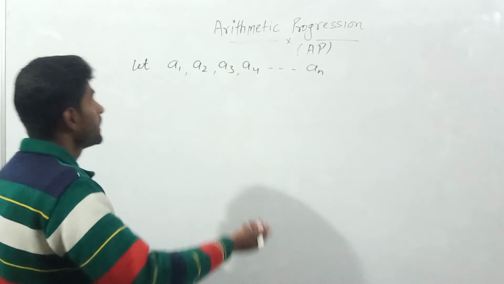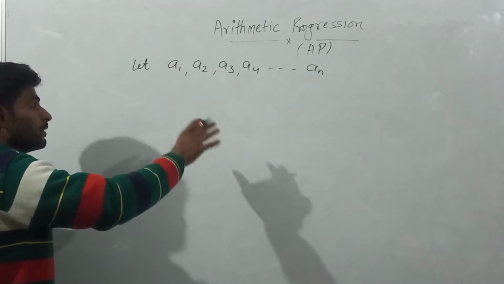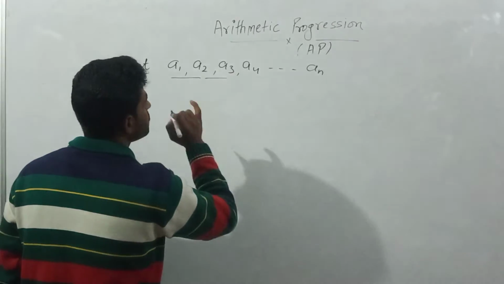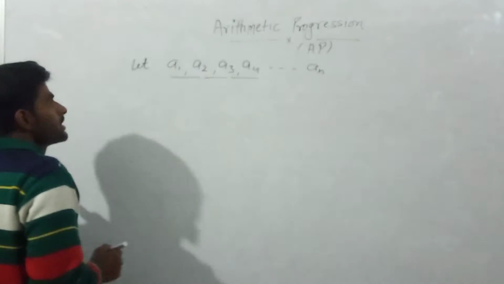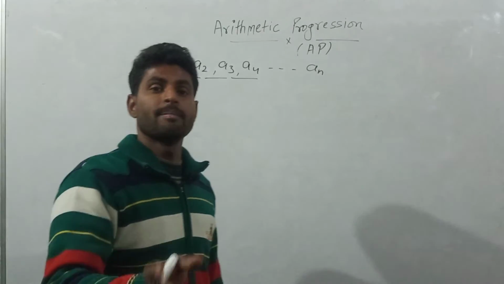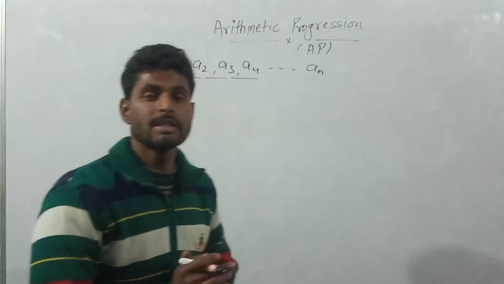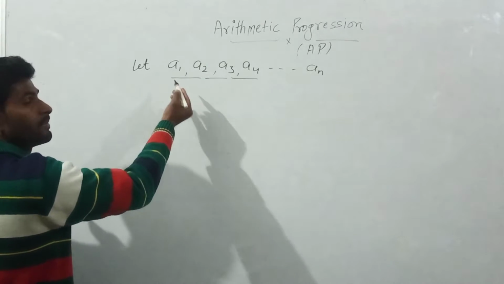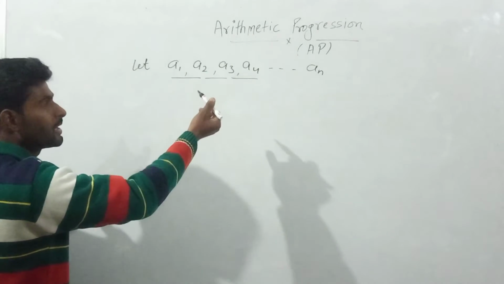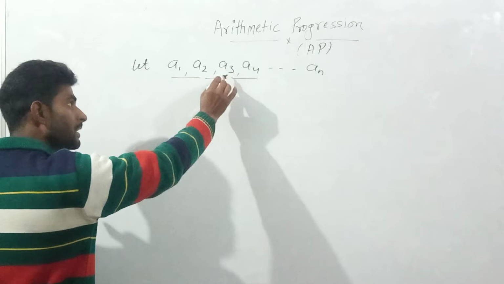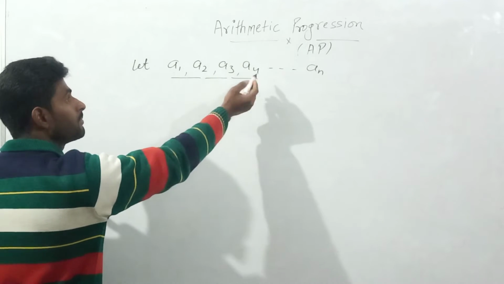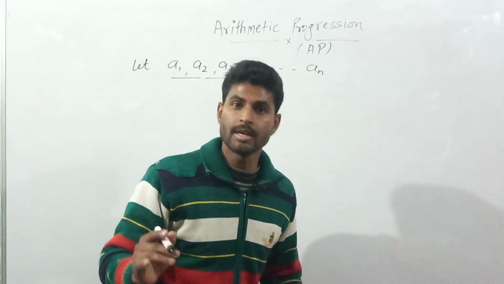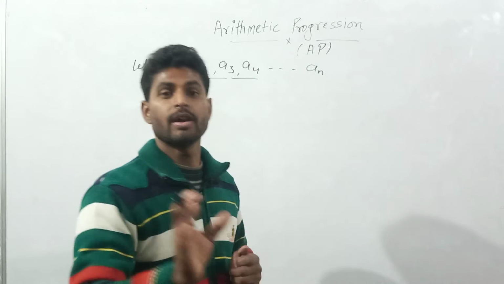What is the approach? Identify and calculate the difference between these two numbers, then these two numbers, then these two numbers. Suppose this difference is coming out the same. If we subtract the first term from the second term, and the second term from the third term, and the third term from the fourth term, and all the values come out the same, then my dear student, this is the case of AP.